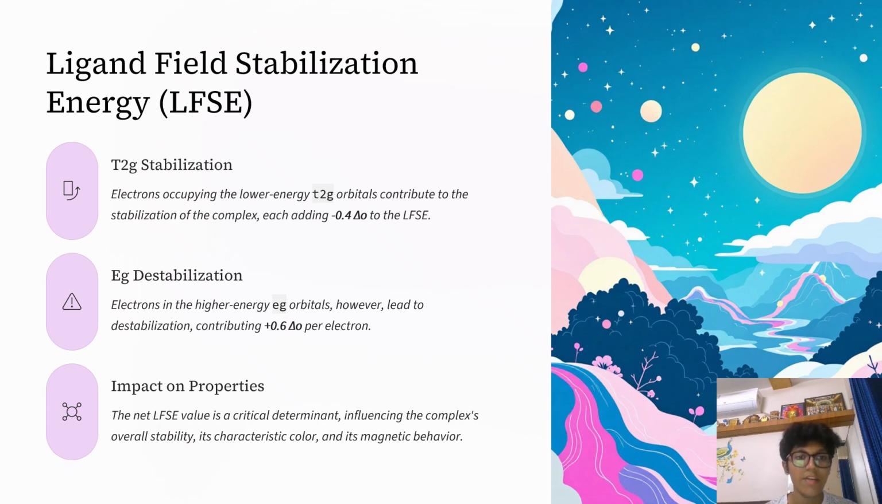eg destabilization. Electrons in the higher energy eg orbitals. What are eg orbitals? Dx square minus y square and dz square are eg orbitals. They possess higher energy because they point towards the axes of x, y, and z, not in between the axes, so contributing 0.6 per electron.